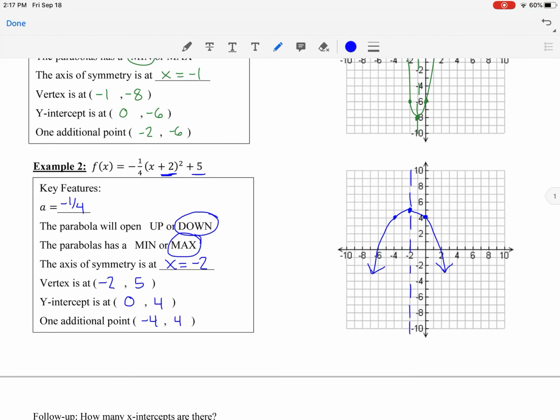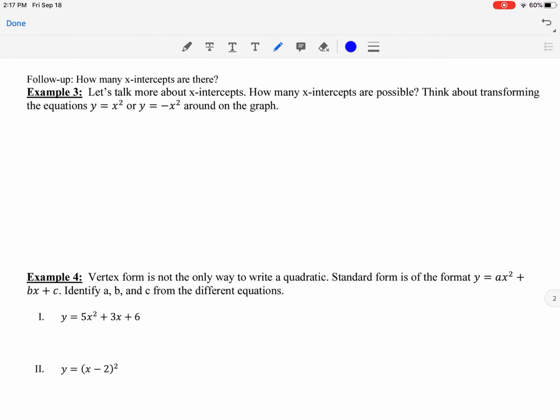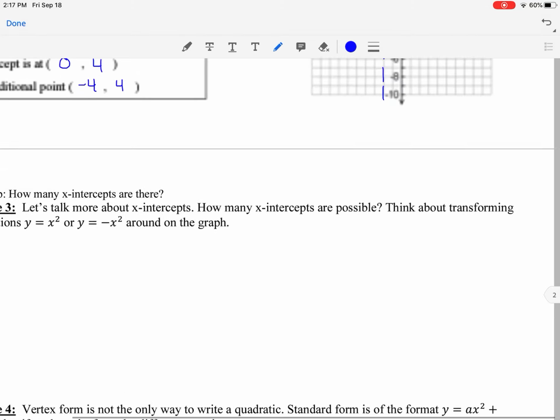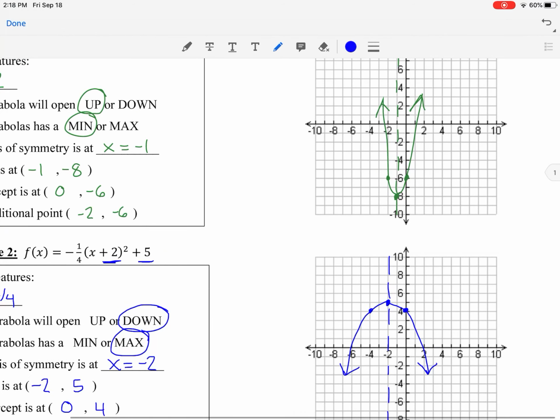Okay. So now moving on to the back side of the notes, we have a follow-up question. It's asking about x-intercepts. So talking about x-intercepts, how many x-intercepts are possible? We're going to take y equals x squared and y equals -x squared, and we're going to do some transformations to see if we can change how many x-intercepts we have. So looking up here, we're looking for where it crosses the x-axis. That's the x-intercept. So here we have 2. We ended up having 2. Here we ended up having 2.